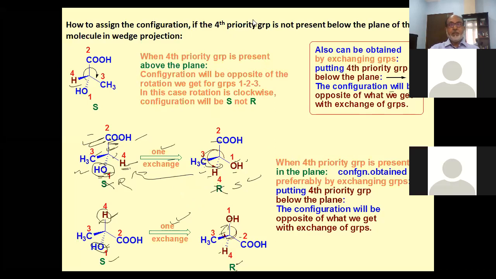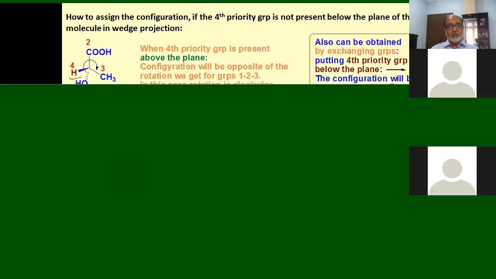Sir, you wrote a point here. When the fourth priority group is present in the plane, the configuration is obtained preferably by exchanging groups, putting the fourth group below the plane. The configuration will be opposite of what we get with the exchange. So in the first case, we get configuration R. Shouldn't it be S? Which one? This one, sir, the first one. After one exchange, we got S, no? After one exchange, we got R.